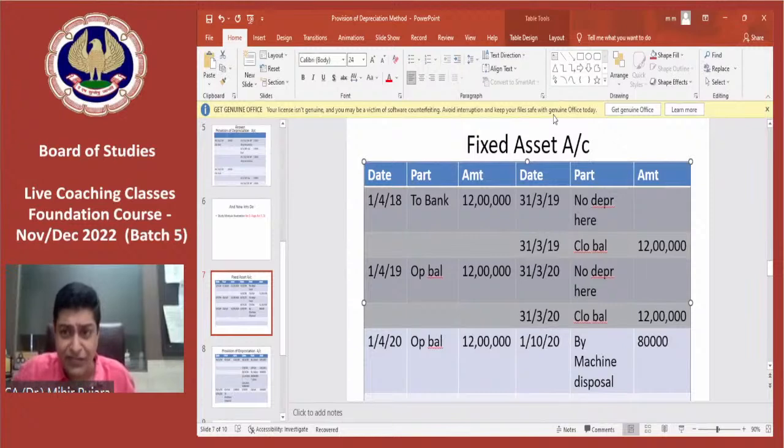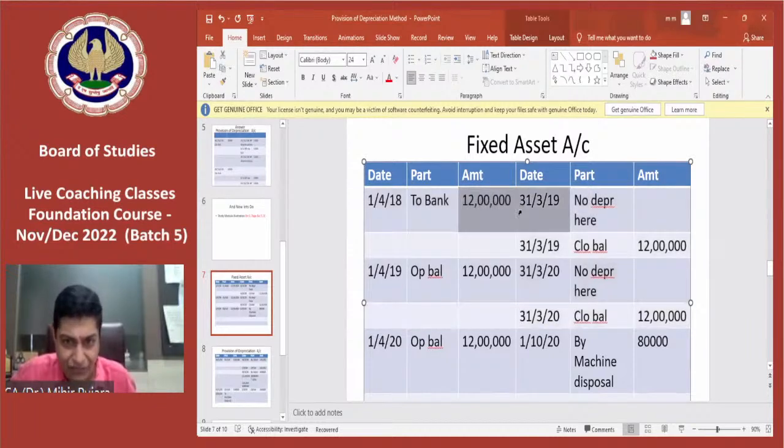And guys, if you see the question, my method is 10% WDV. So in the first year, depreciation will be on this 12 lakh, that is 120, guys.